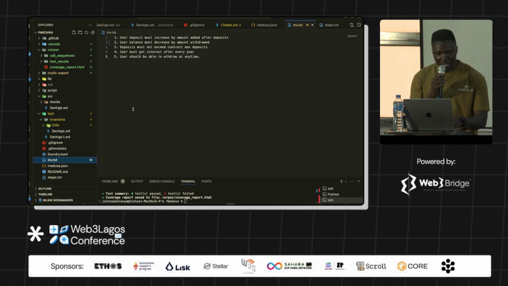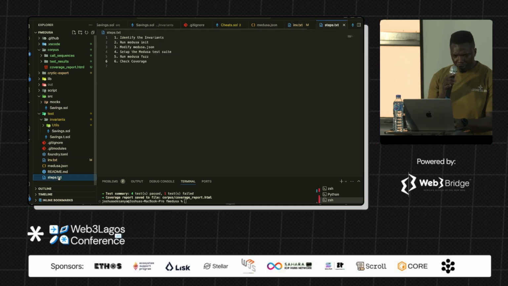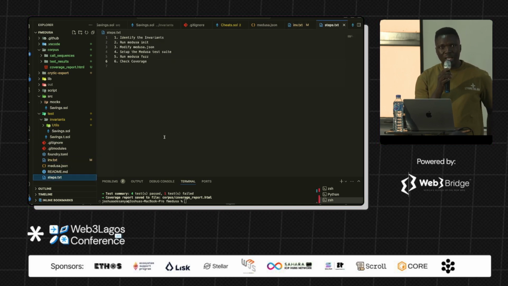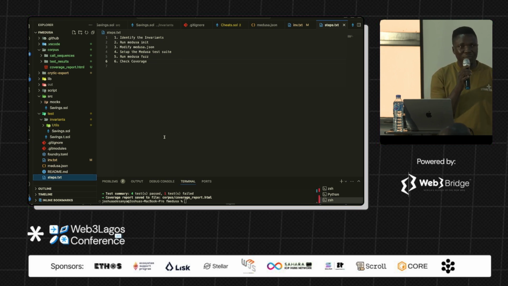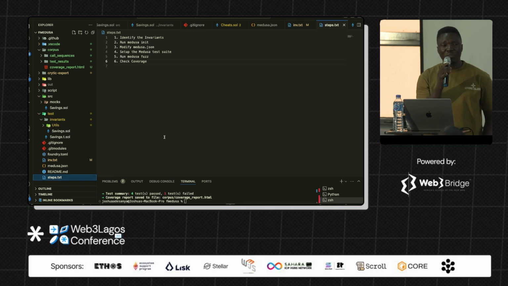So as I was explaining, we have a couple of things to do. I'm assuming that we are going to get Medusa and install it, so I don't want to go through all of that. Identify the invariant. That's the most important thing. You have to identify the invariant. It's when you have your invariant that you can start using the fuzzing framework. So the next thing, one of the first commands you run when you want to start, is medusa init.